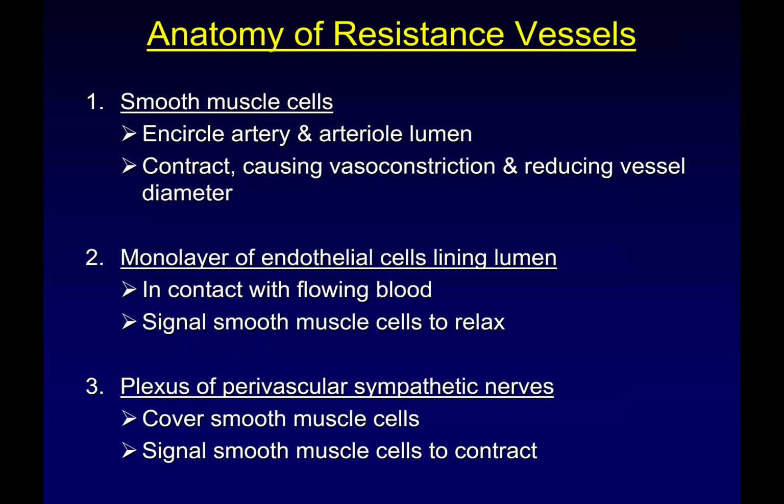Okay. The other piece that I want to bring up here, and I'll show you a picture of it, that also makes the smooth muscle and the endothelium important, because it's part of the smooth muscle, is that smooth muscle on arterioles has nerves throughout. It's what we call a plexus of perivascular sympathetic nerves. Sympathetic nerves release what as their neurotransmitters?